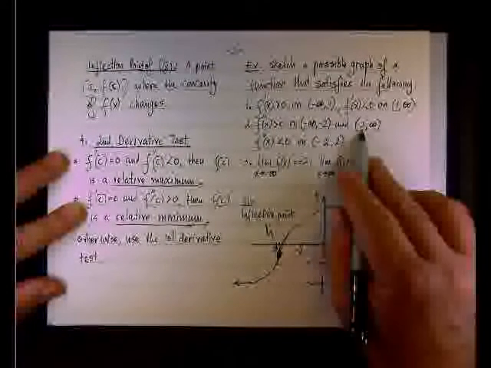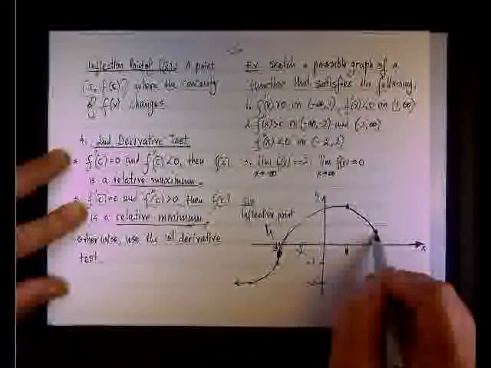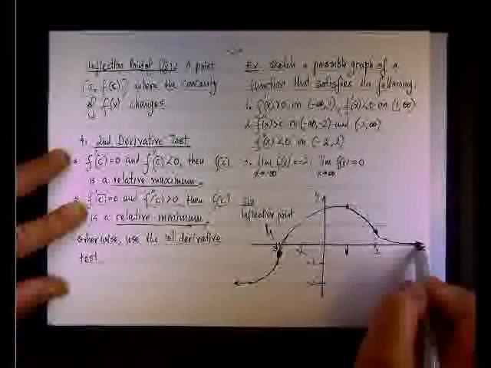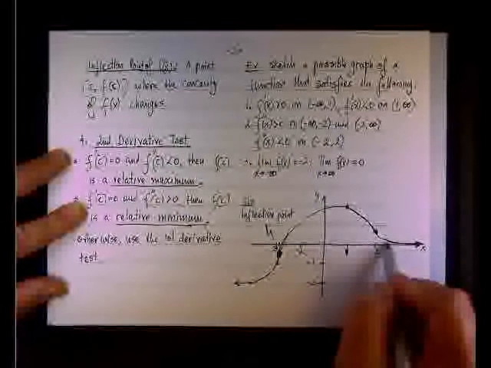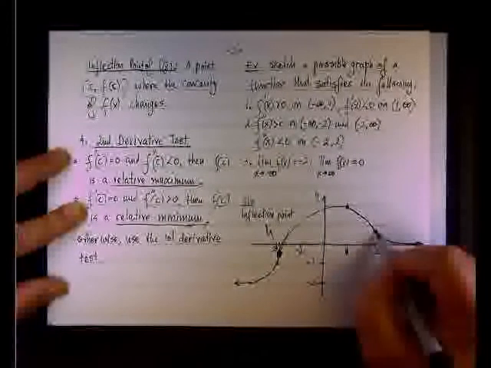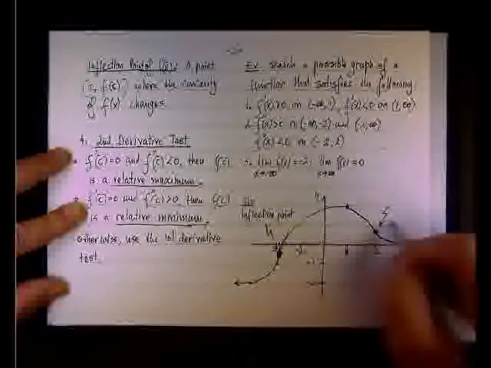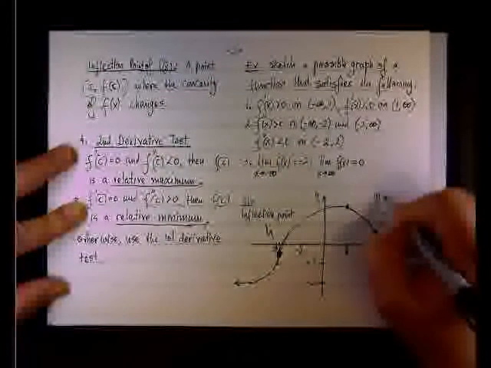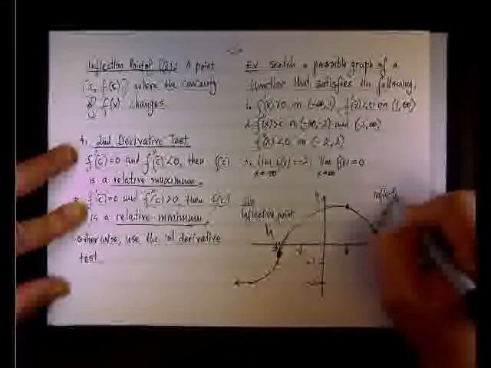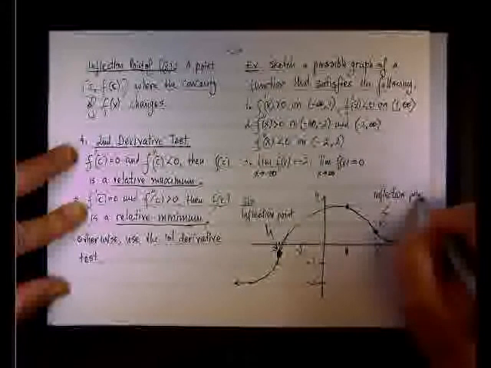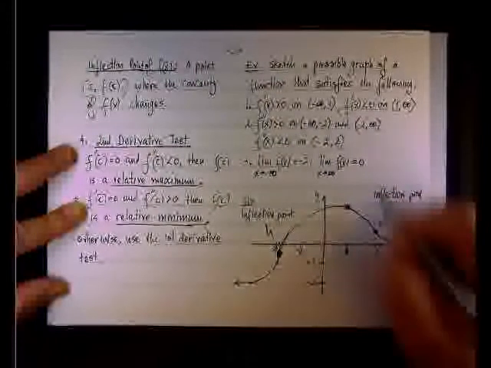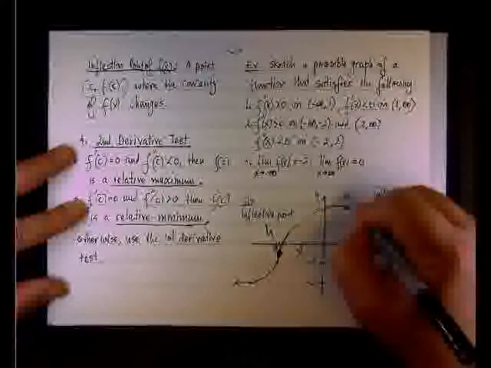And here I have concave up from 2 to infinity. So I'll be concave up, but I need to converge to 0. So right here I have a second inflection point, another point where the concavity changes. And finally, here we have the relative max.